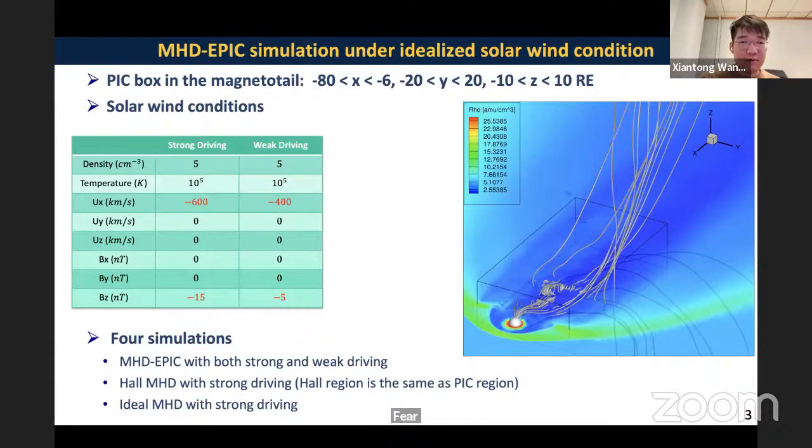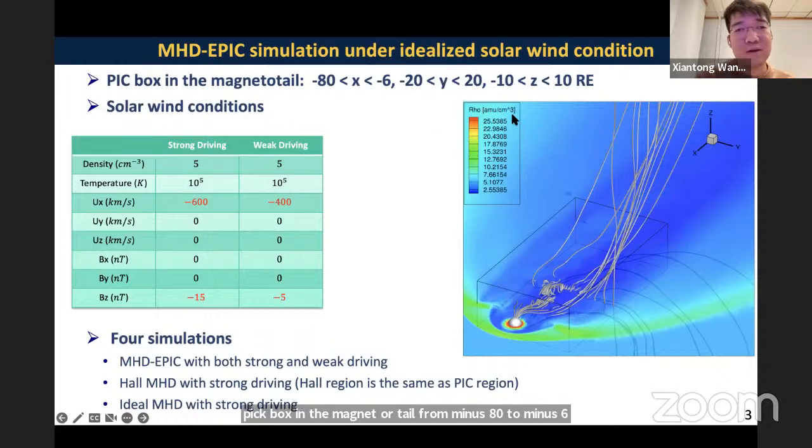So to start with, I would like to talk about the magnetosphere simulation under a relatively steady driven solar wind condition, which generates sawtooth-like oscillations. In this simulation, we still put a box-shaped PIC box in the magnetotail from -80 to -6 in the x direction, -20 to 20 in the y direction, and -10 to 10 in the z direction.